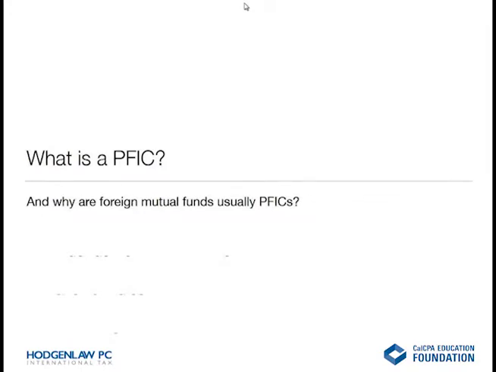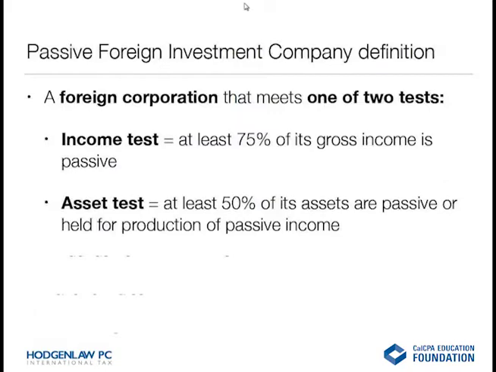So let's start with what is a PFIC. The definition of a passive foreign investment company is a foreign corporation that meets either one of two tests. The first one is the income test, where at least 75% of its gross income is passive, or it can meet the asset test, where at least 50% of its assets are passive or are held for the production of passive income.